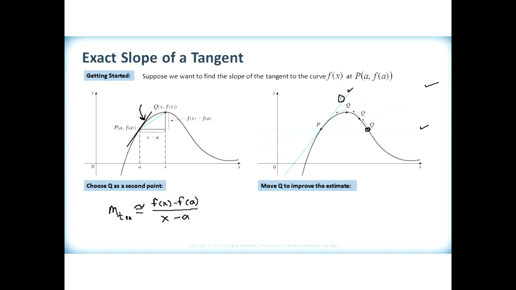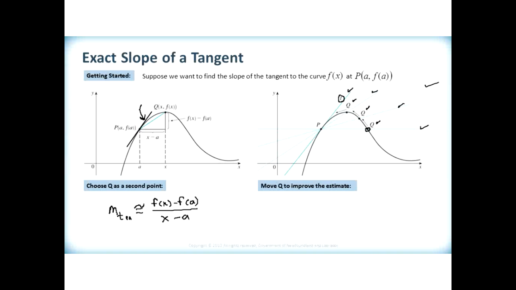To improve your estimate, you just move the point Q that you chose from this one to a point that's closer. And when that happens, we can see that the slope of our secant line now is actually closer to the slope of the tangent line. And if we move it even closer, we'll improve our estimate again. How close could we put it?